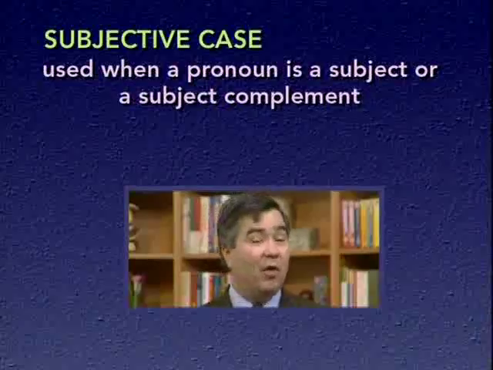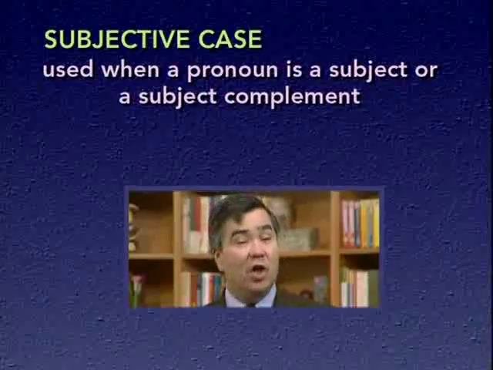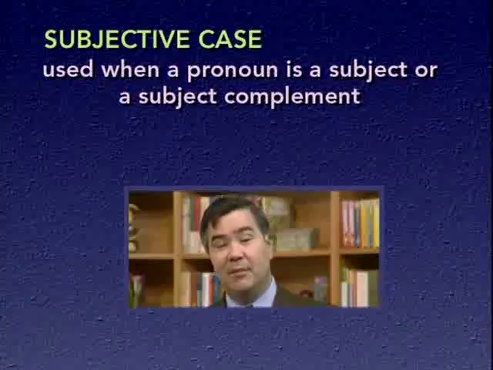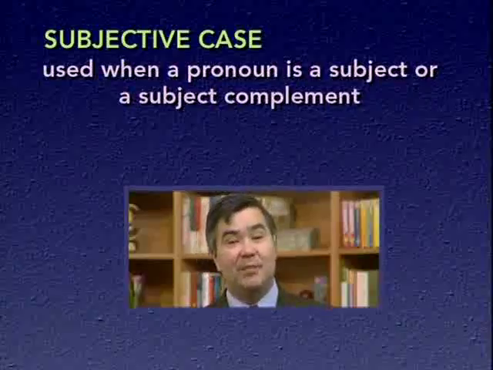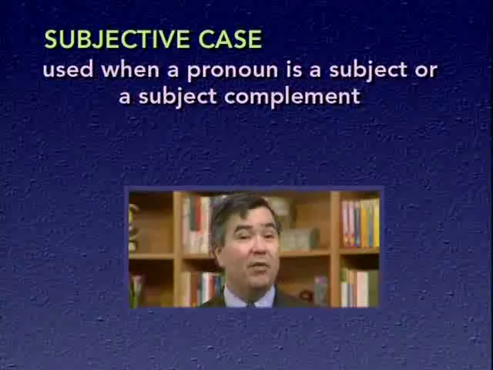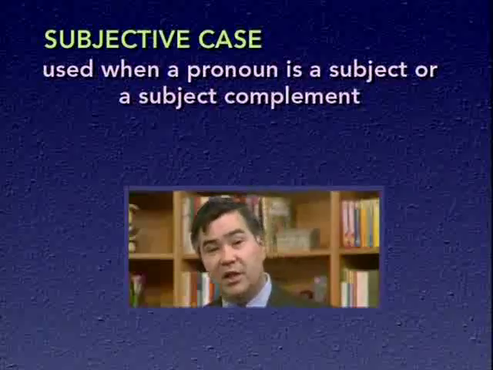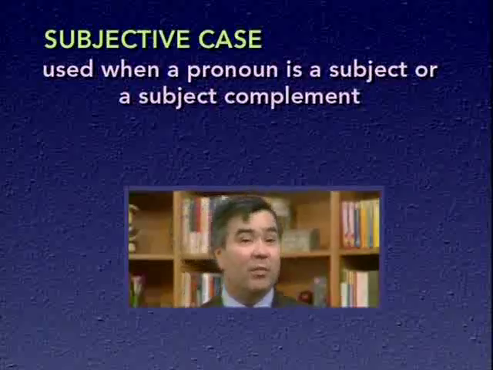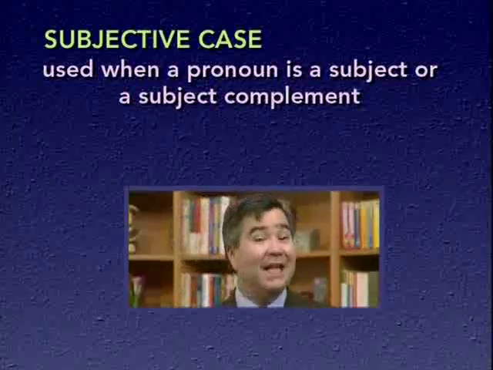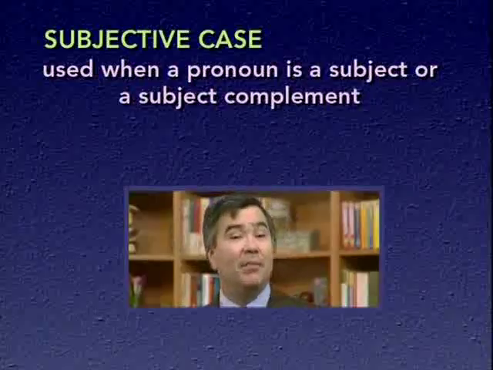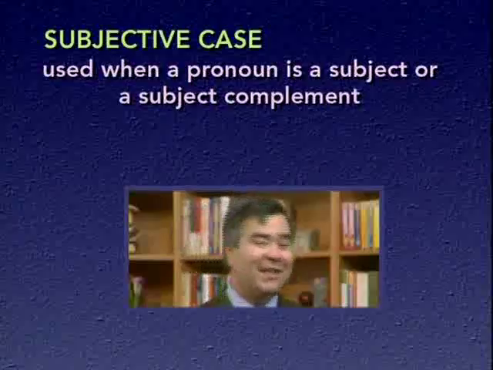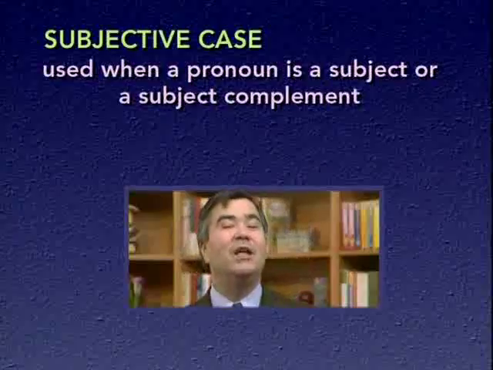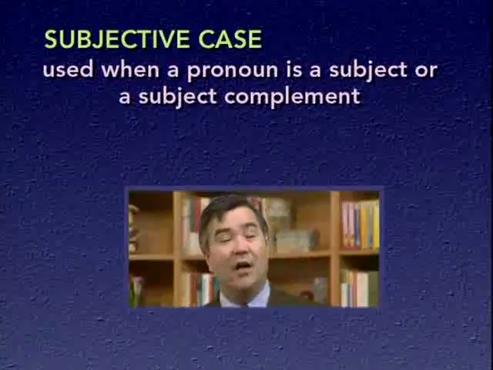Now, when a pronoun is the subject of the verb, it should always be in the subjective case. A pronoun should also be in the subjective case when it serves as a subject complement. Now, you might recall that there are two main types of verbs, verbs of action and verbs of being. When a verb of being appears in a sentence, it is sometimes followed by a subject complement. A subject complement is a noun or pronoun that refers back to the subject of the verb and gives more information about the subject of the verb.